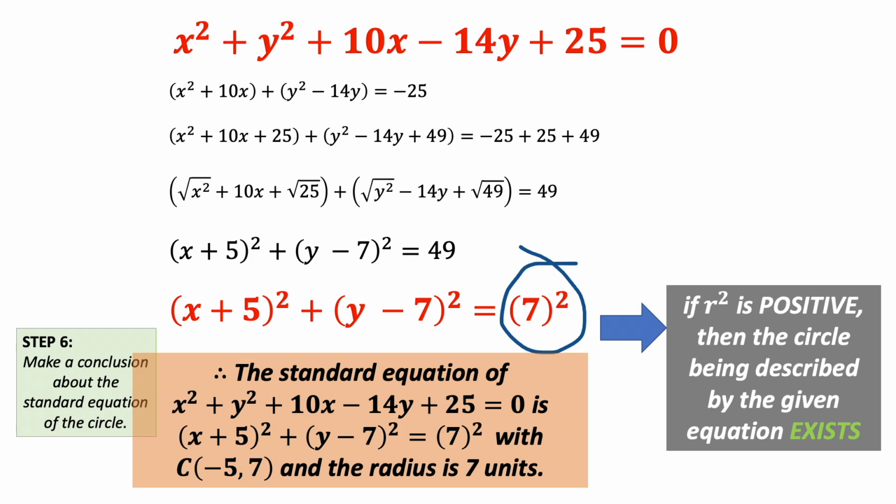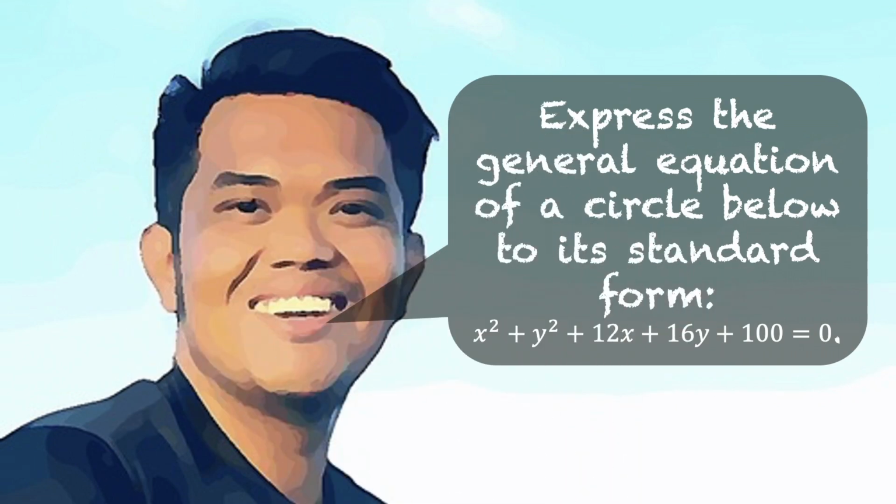I can sense you are puzzled on how we got the coordinates of quantity negative 5, 7 as the center of the given circle. I will leave it for you to think about and explore. In example number 2, we will express the general equation of a circle x squared plus y squared plus 12x plus 16y plus 100 equals 0 to its standard form.